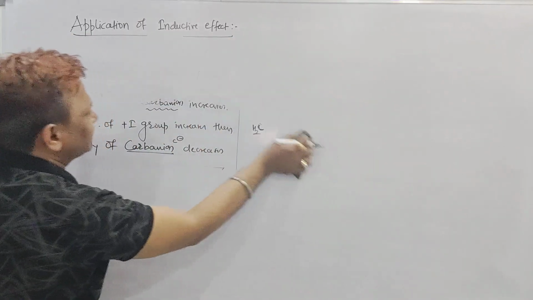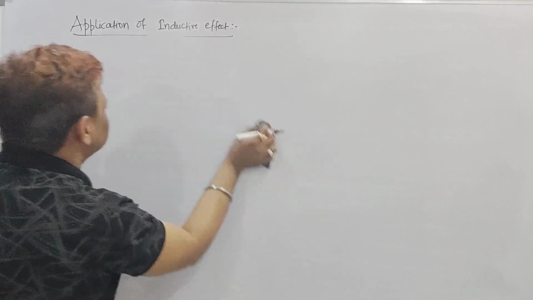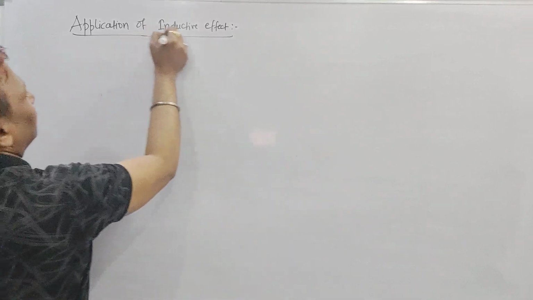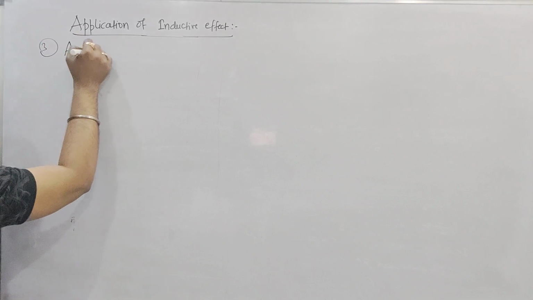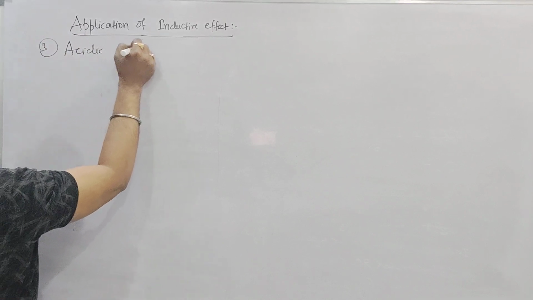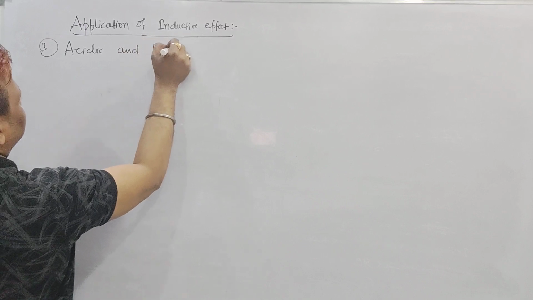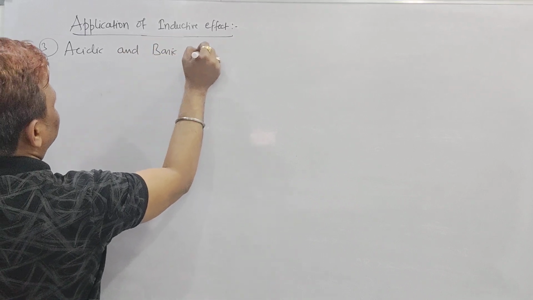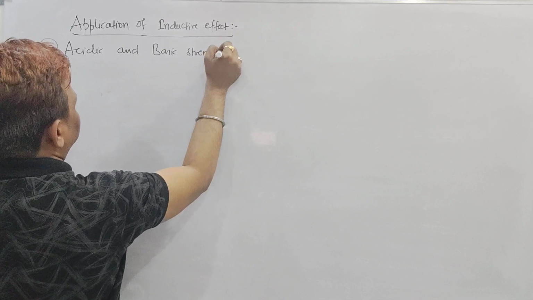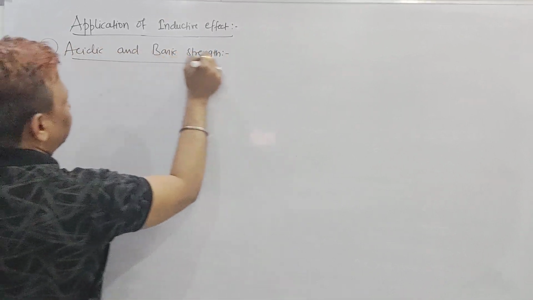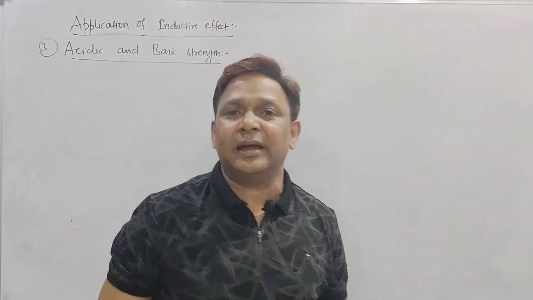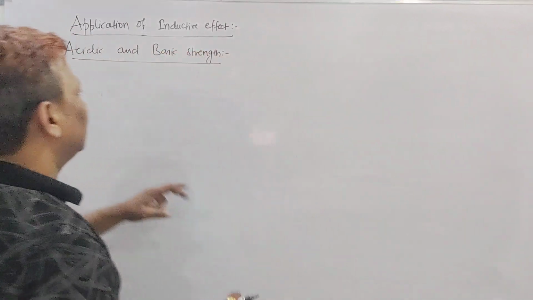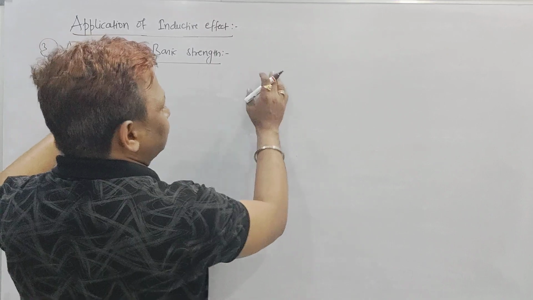Listen here, very interesting part. I will explain acidic and basic strength of the compound. So application number 3, beta, acidic and basic strength. In your organic chemistry, whenever they ask us to decide the acidic strength or basic strength, one rule is there. I will explain you the rule, beta.